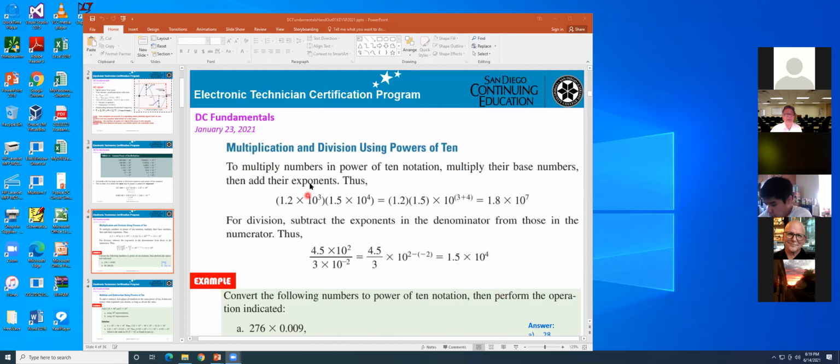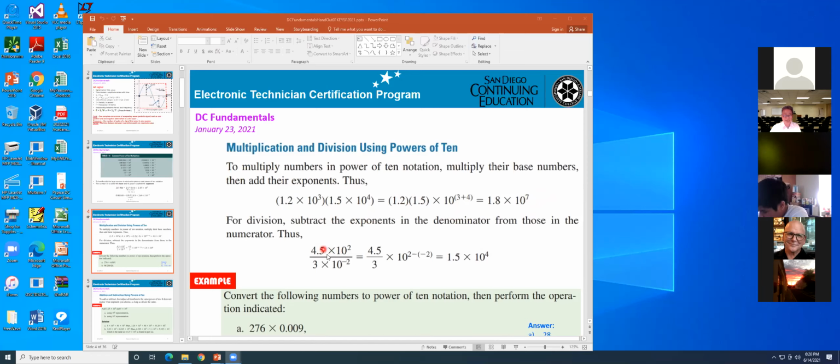Okay, multiplication and division using power of 10. Okay, if you get 1.2 times 10 power of 3, times 1.5 times 10 power of 4. What you can do, just multiply 1.2 by 1.5, okay? And the powers you add them up. So the answer will be 1.8 times 10 to power 7.